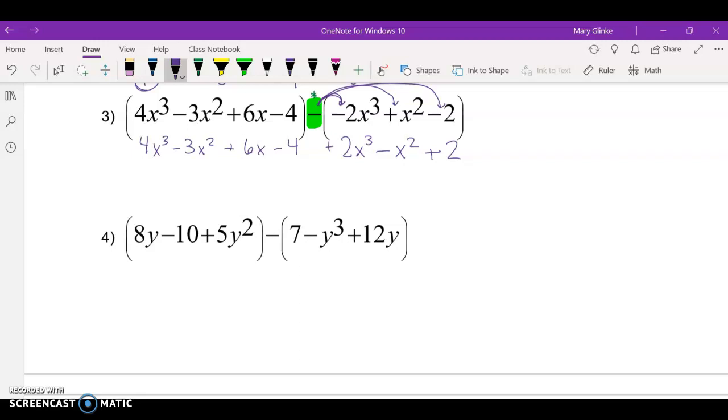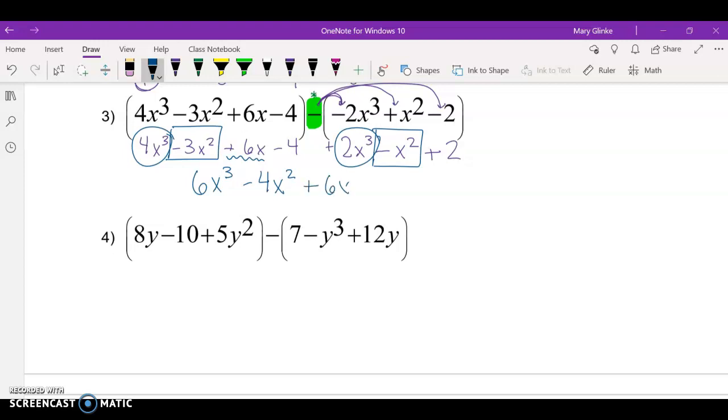And now it's just an issue of combining like terms. So I'm going to go ahead and group my like terms together. I see a cube here and here. So it's 4 plus 2, which gives us 6x cubed. Then we go for our squared terms. We have a negative 3x squared and now a negative x squared. That would be negative 4x squared in total. The 6x has nothing else to combine with. There are no like terms. And the last one, negative 4 and positive 2 become negative 2 in total.